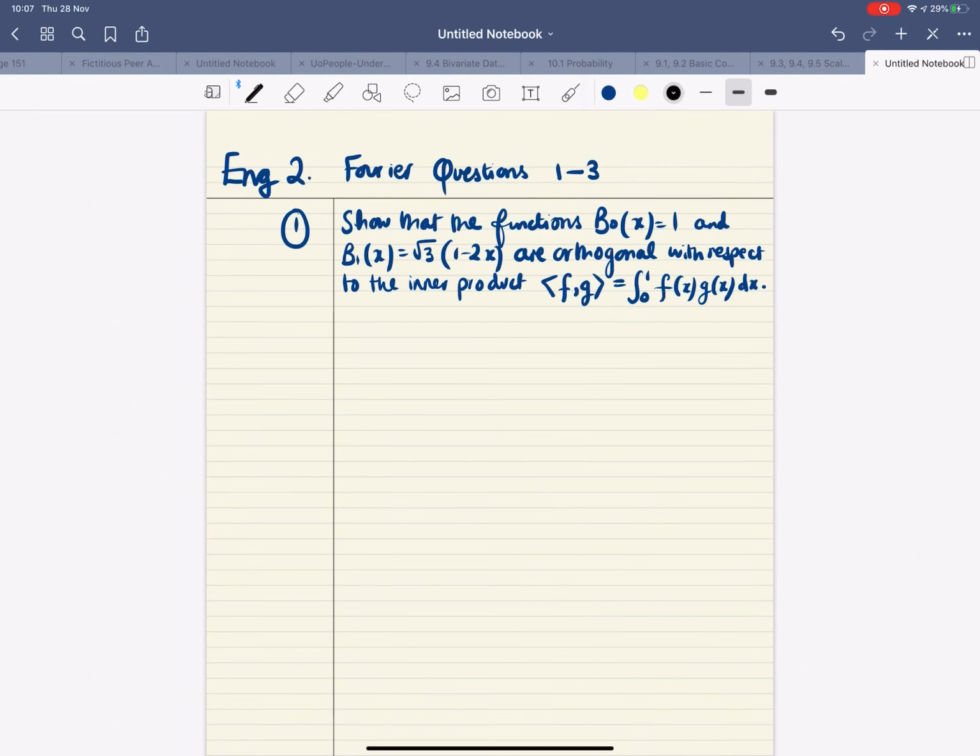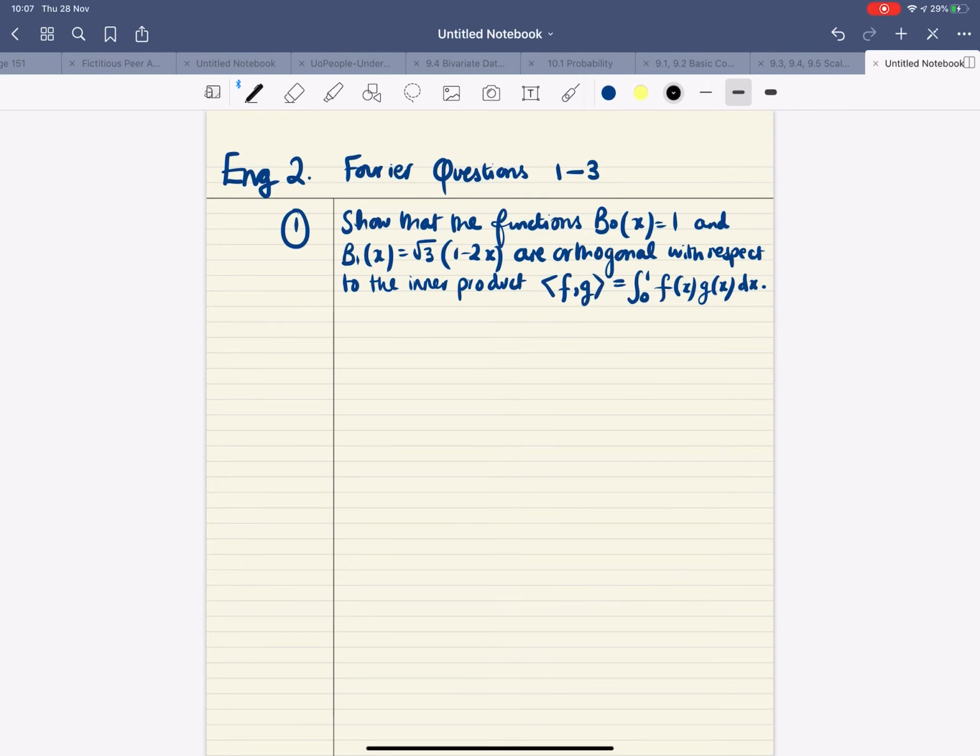Show that the functions b naught x, this is the Fourier question, 1 to 3. I've worked out 1 to 3, and I'm going to do those first of all. Show that the functions b naught x is 1 and b1x is root 3, 1 minus 2x are orthogonal with respect to the inner product fg, which is the integral from 0 to 1 of f of x times g of x dx.